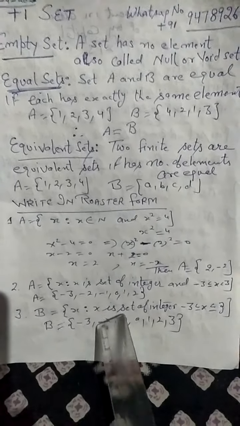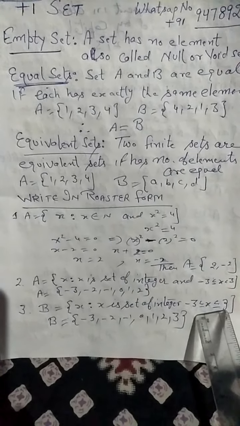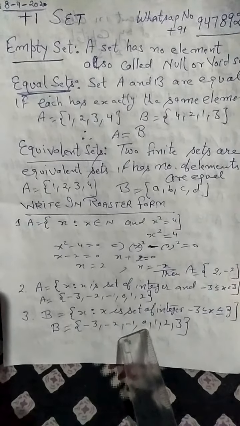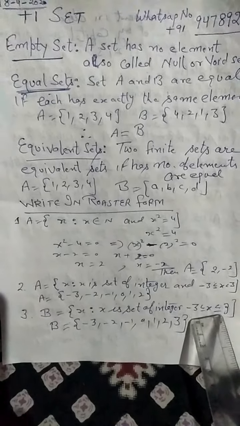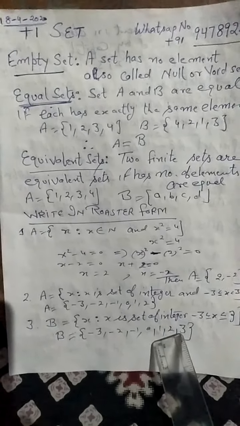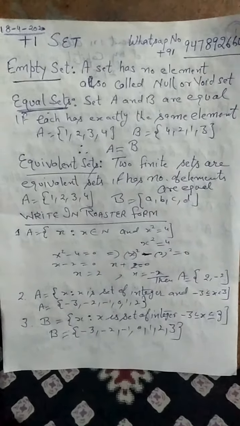B: x such that x is a set of integers, minus 3 less than or equal to x less than or equal to positive 3. So in roster form, minus 3, minus 2, minus 1, 0, 1, 2 and 3 also, because you have the sign less than or equal to 3. So include up to 3. Take care of the sign less than or equal to 3.